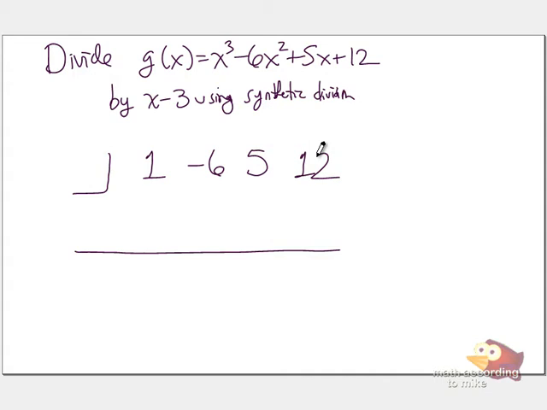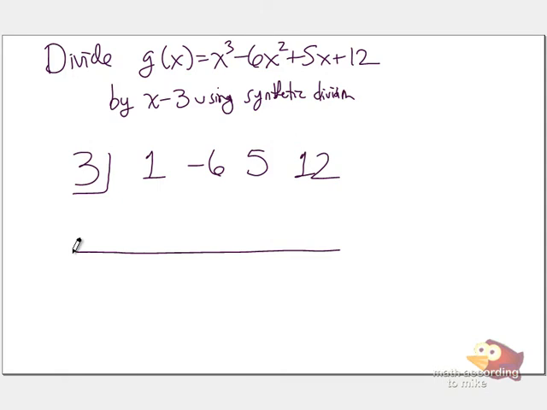In the little half box, you put the root of the divisor. What is the root of x minus 3? 3. All right, that is the setup.